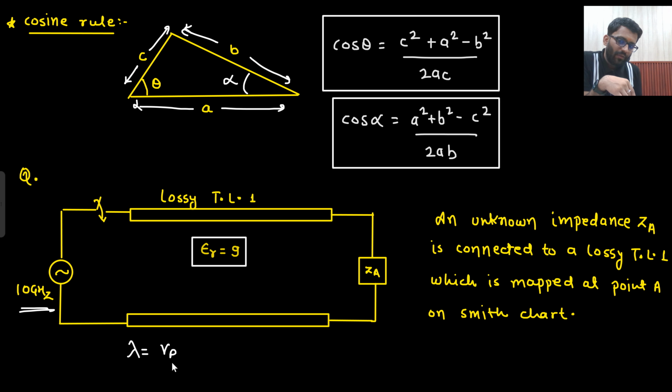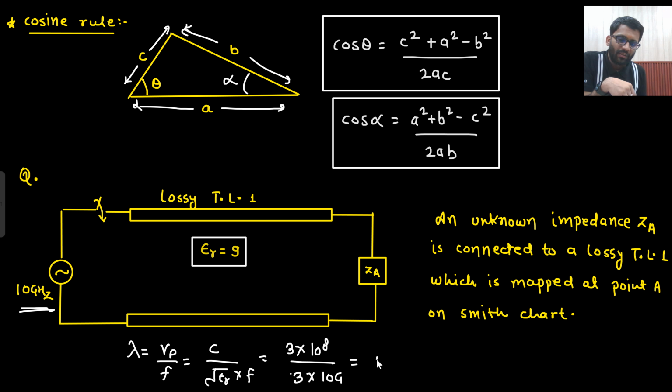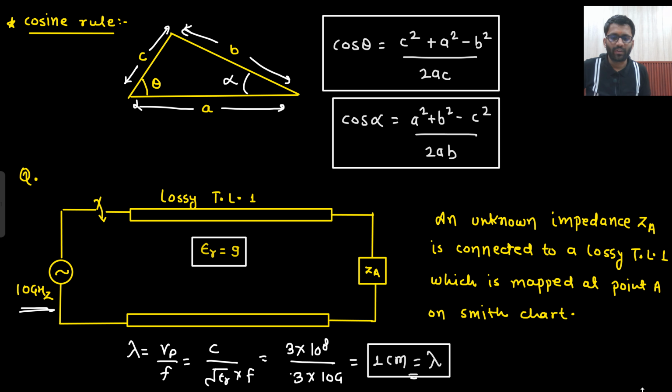Lambda will be Vp by F, and Vp will be C by root epsilon r. For this lossy transmission line we are finding it. I should have explained the question first, but let's find the value of lambda. Root epsilon r is 3, divided by F, which is 10 giga. What am I getting? 1 centimeter. So the value of lambda is 1 centimeter. You will solve it on your own.